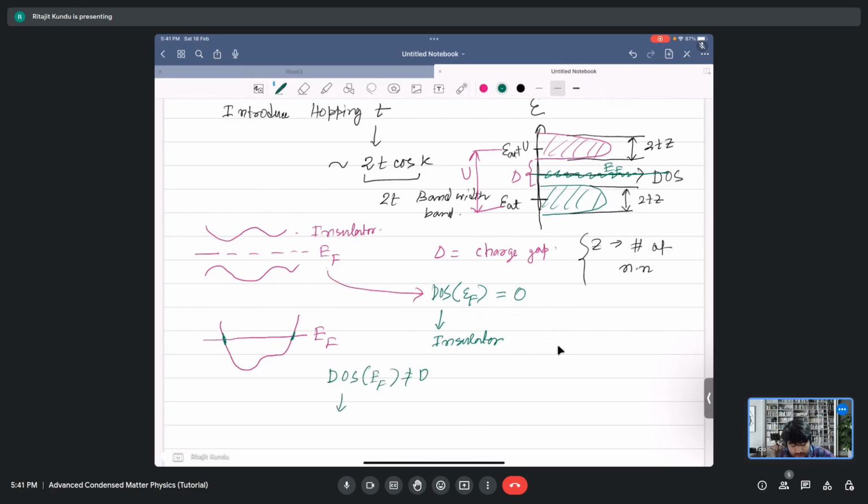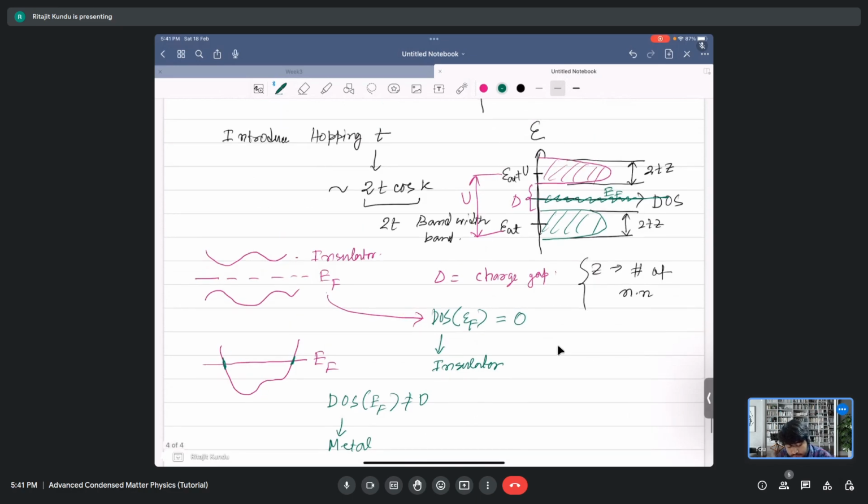So these things are called metals. So these are band insulators and band metals, right? But the other thing that I showed you is that this is not like a band insulator. This is something which is coming from interactions.